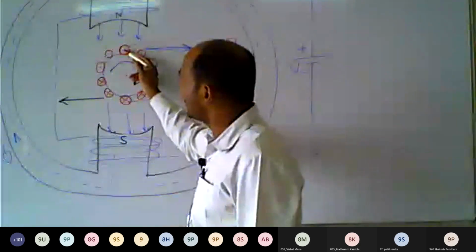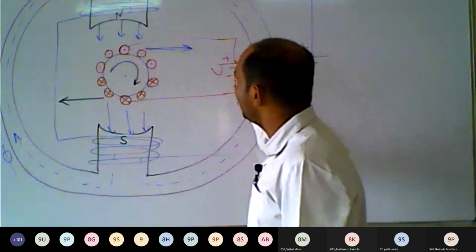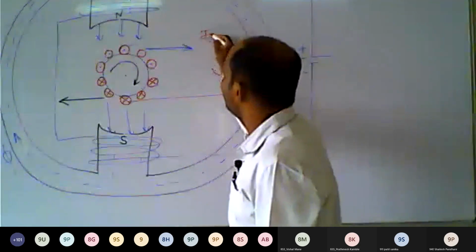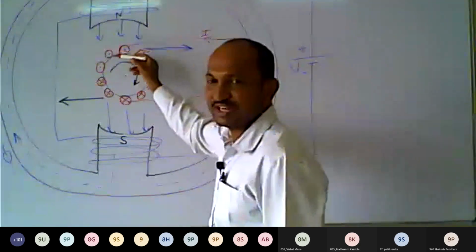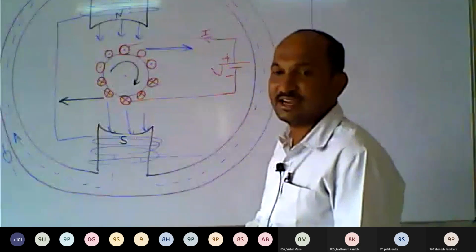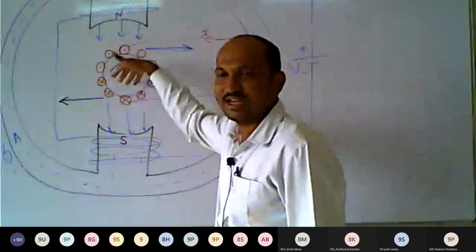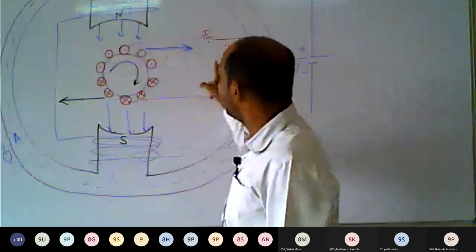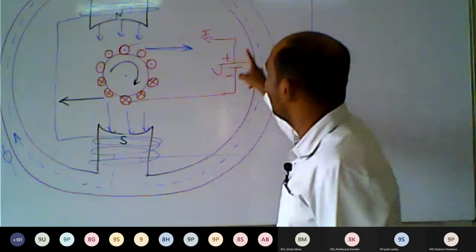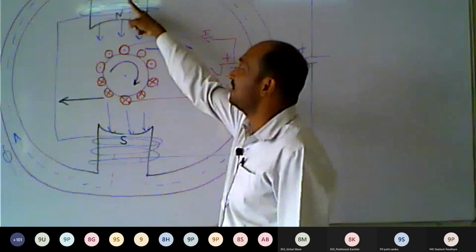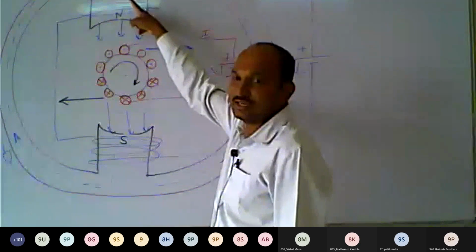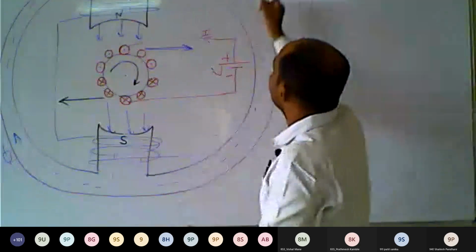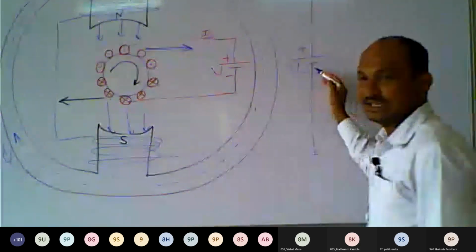So for that electrical current, we need one separate DC voltage source. Due to that DC voltage source, some amount of current will flow through this conductor. Due to that current carrying conductor placed in the magnetic field, it will experience a force. So for the current carrying conductor we need a separate DC voltage source, and for the magnetic flux, we need a separate voltage source.